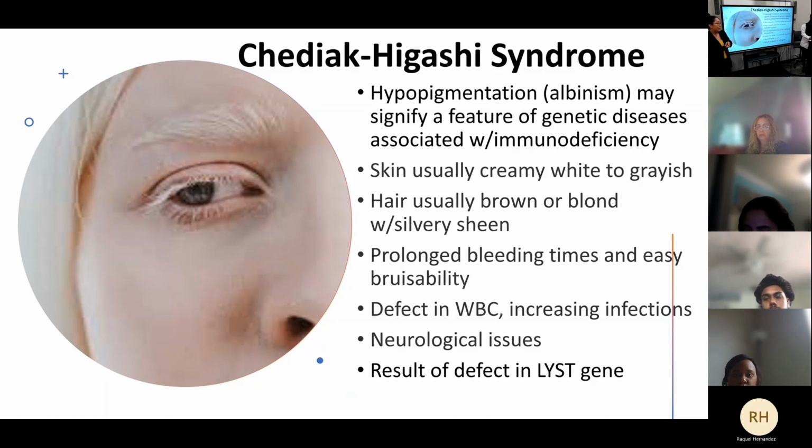That's because of a disabling function of the natural killer cells. For neurological issues, patients experience peripheral neurological problems. So that's everything outside of our brain and our spinal cord. So their limbs, especially their hands and feet, are going to have some numbness and some weakness. Children especially, because Chediak-Higashi is prone to manifest in children, will experience difficulties walking and standing. And all of this is a result of a defect in the LYST gene.